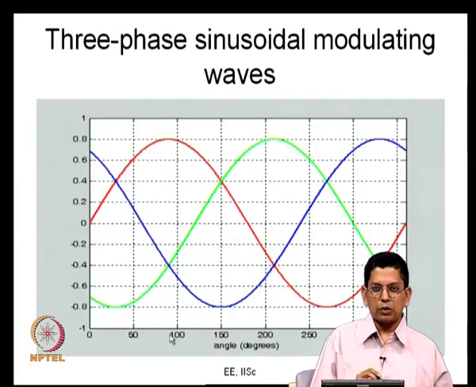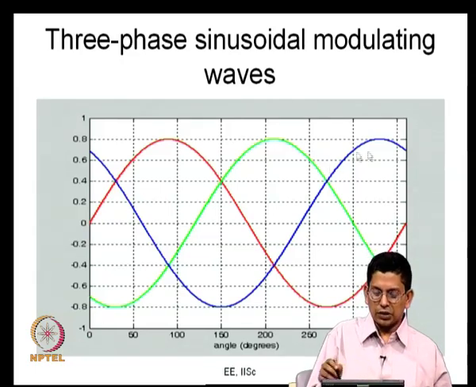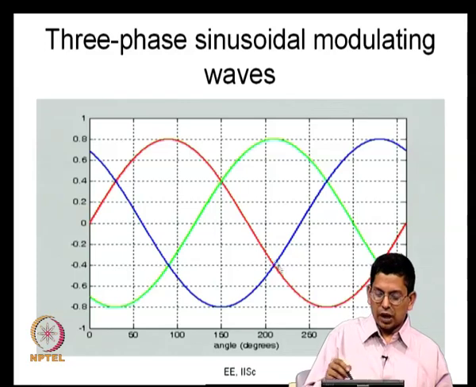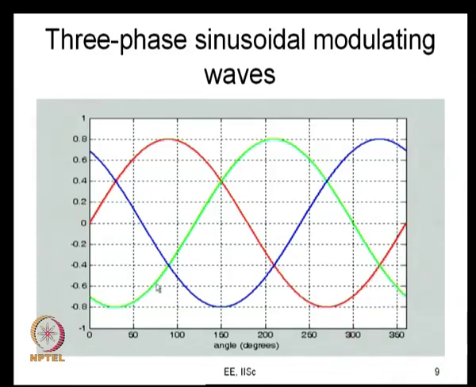The simplest case of 3 phase modulating signals is a 3 phase sinusoidal wave. As you can see, this is the R phase sinusoidal wave, and for the yellow phase I am just using green for better visibility, and then this is the blue phase signal. So, you have RYB, the 3 phase signals. These are compared against a common triangular carrier, and they produce the PWM signals or the gating signals for the 3 legs of the inverter.